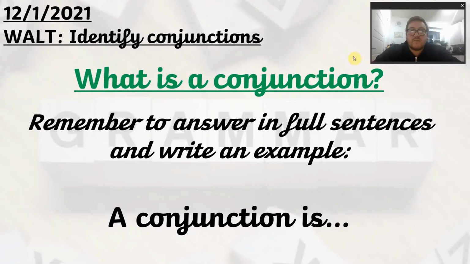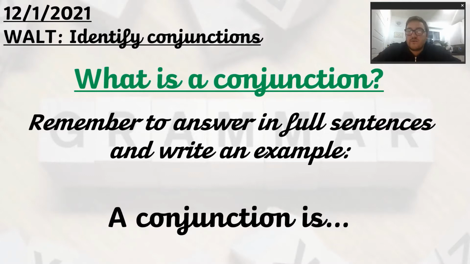So you'll need a pencil and pen and a notebook, ideally with some lines in, to help you with today's lesson. I'll let you grab that for a second if you want to pause the video. And then once you've got your materials, get the date and WALT written down: the 12th of the 1st, 2021. And the WALT is identify conjunctions.